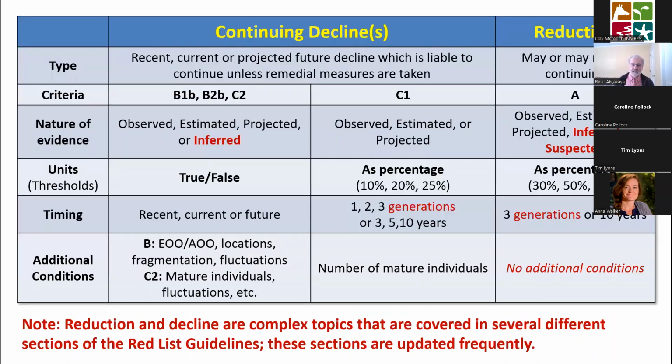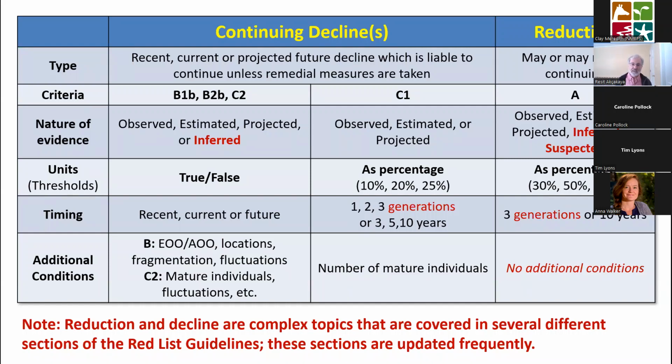Now, here's another complicated slide to talk about the three types of declines. First, there is the continuing decline concept and reduction. And these are different because reduction, which is used under criterion A, does not have to continue. It can be a ceased reduction. You may even have a population that is currently increasing, but overall it has declined in the last 3 generations, right? So reduction can be used, criterion A can be used even with a currently increasing population. Whereas continuing decline is recent, current, or projected future decline that is liable to continue unless remedial measures are taken.